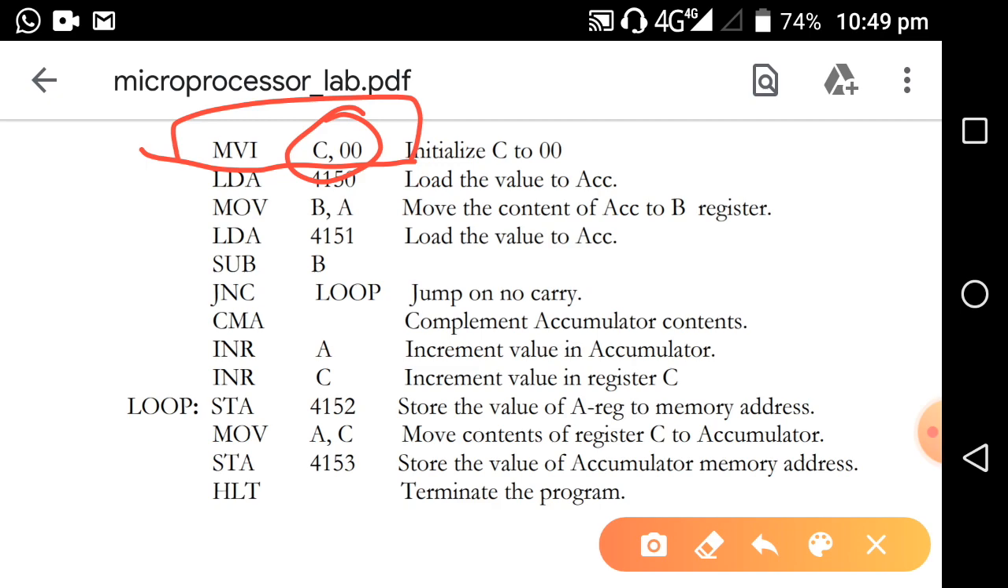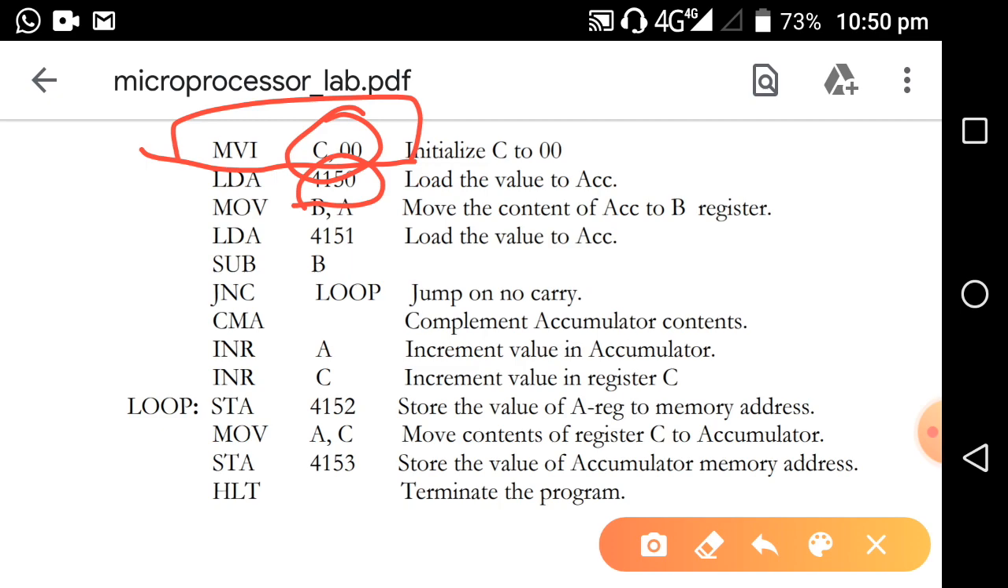Now the first data, which is stored in the 4150 memory location, we will need to move the content of the memory location into the accumulator, so we will use the instruction LDA 4150. This 4150 is the memory location at which the first byte of the subtrahend is stored.